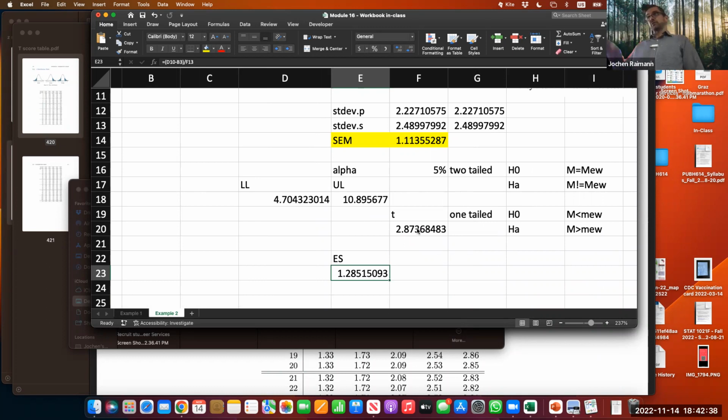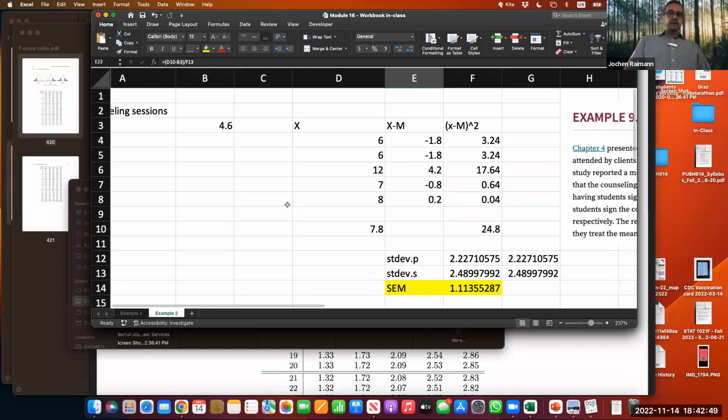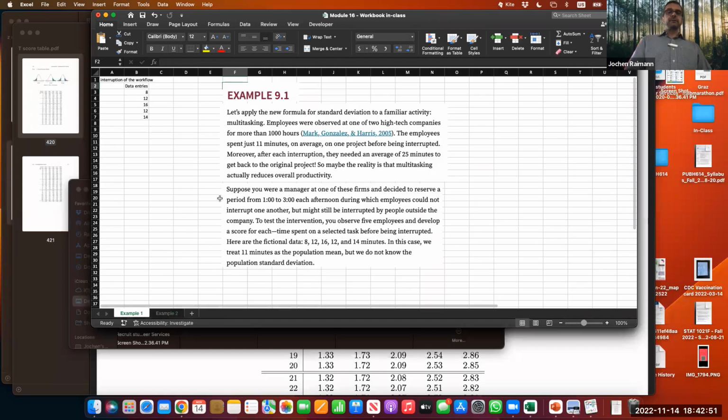0.2 to 0.5 is small, 0.5 to 0.8 is medium, greater than 0.8 is large. This is a large effect size. Okay. So this was this example, then we have here a second example, which we also can do quickly.